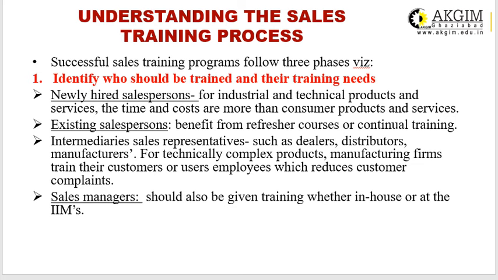Then, second is existing salespeople. The salespeople who are already working in the organization also need training from time to time so that they can benefit from the refresher courses which are going on in the company. Then third point, intermediaries. Intermediaries like the dealers, the distributors, the manufacturers are also given training from time to time about the company's products and about the technical working of the products.